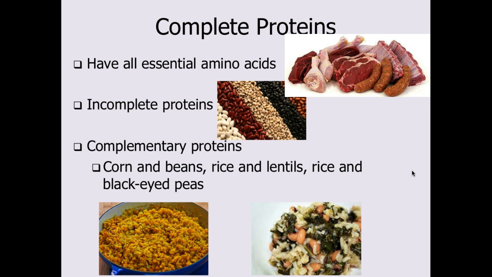So in the South, we tend to eat rice with black-eyed peas or corn and beans, and very commonly in Indian foods, they'll have rice with lentils. And each one of these is a format of getting complementary proteins that are going to make available to your body all 20 of the essential amino acids.